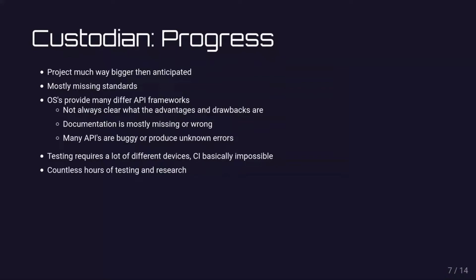Thanks. So Custodian was just a much bigger project than I anticipated personally. Mostly the issue is that what we're trying to do is missing a lot of standards to talk with the hardware. The operating systems provide a lot of different API frameworks, and it's not very clear which one to choose. Some are deprecated, some are not, some should be deprecated. Documentation is usually pretty terrible. So it has been a pretty huge work in progress until now.